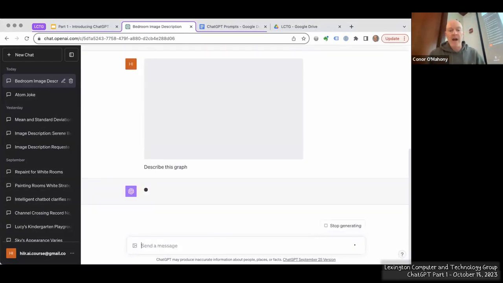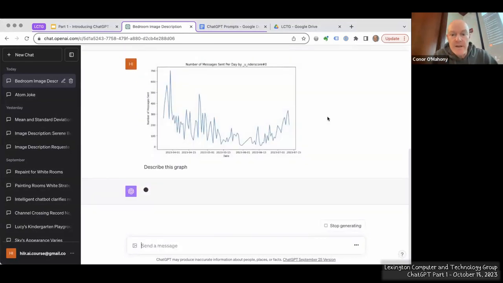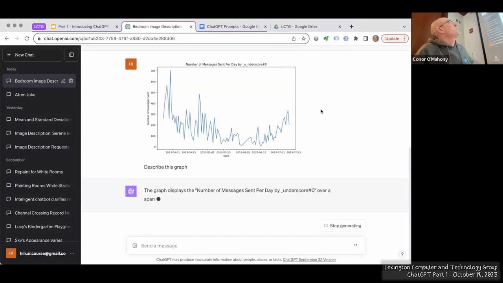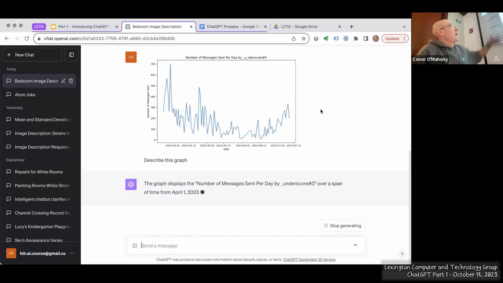Ask it to describe the graph. So this is the graph. And it is receiving this graph not as data, but as an image. Well, that's what the axes are. So no, it's going to tell you. It will. So at the bottom is date on the X. On the Y, number of messages sent. The title is number of messages sent per day by, you know.